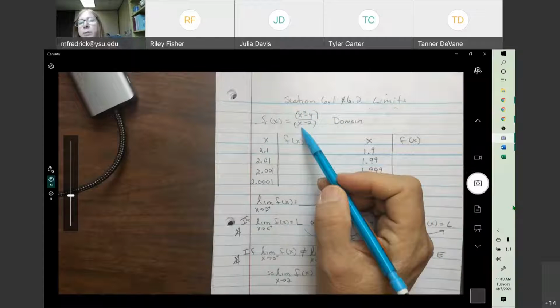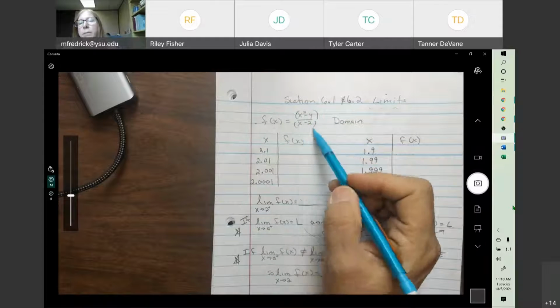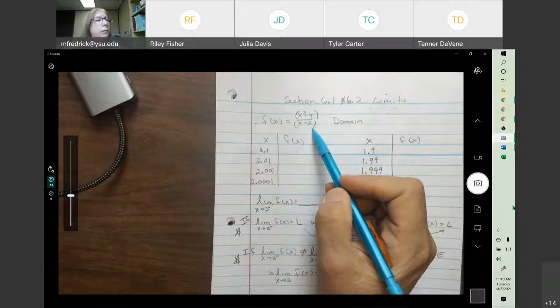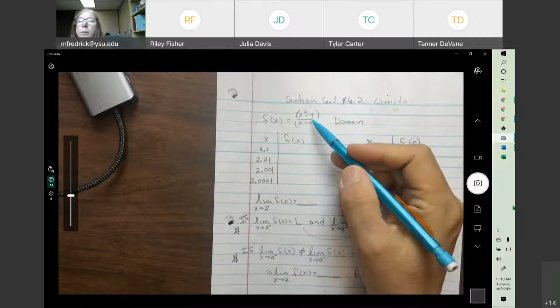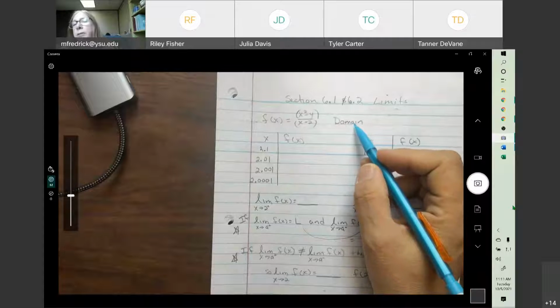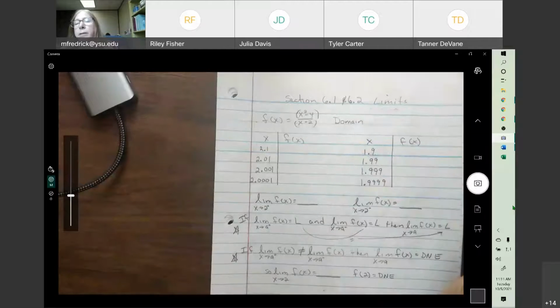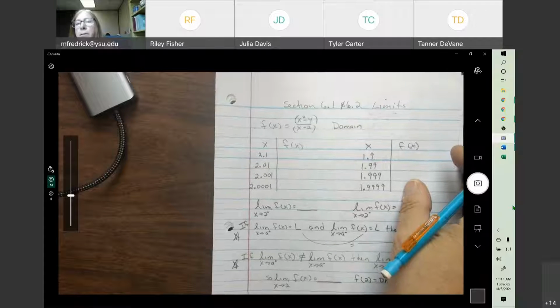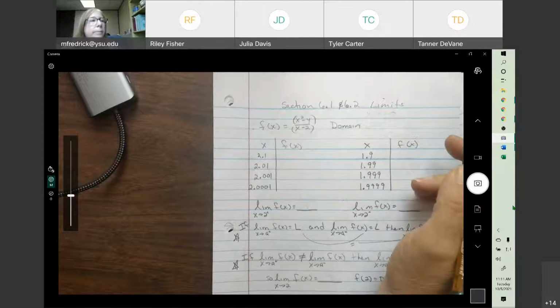If we had this equation, when we first look at this, what value can x not equal? So what needs to be omitted from the domain? Anyone?